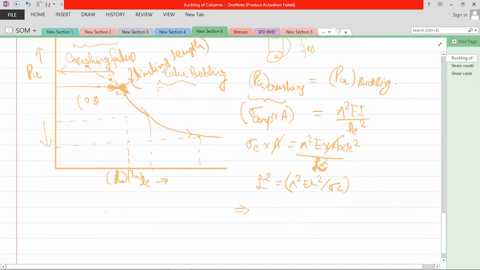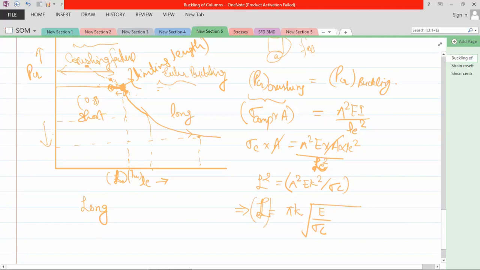So this is your difference between the long column and short column. You can consider these are the long columns and these are the short columns. Now you need to find what is the length after which a long column is considered and what is the length before which a short column is considered. So the length value is pi K under root of E upon sigma C. This is your capital L length value.